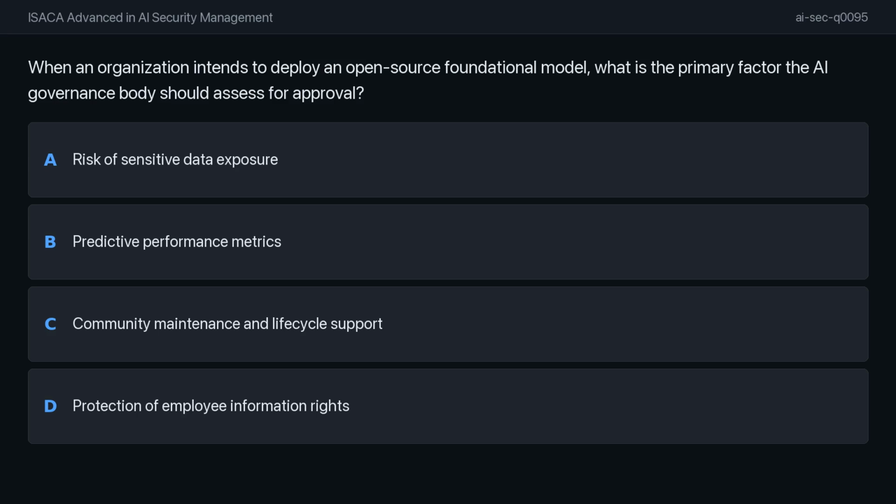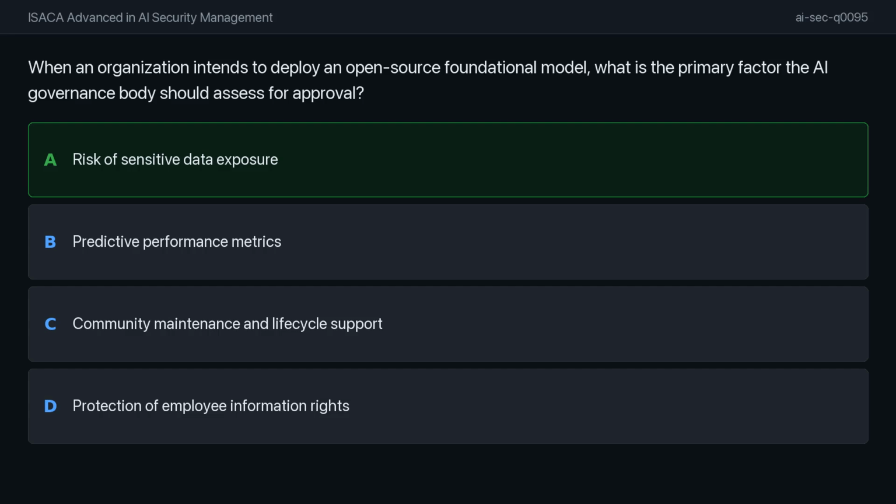To understand this, consider the challenge of integrating large-scale artificial intelligence models into a business environment. Governance bodies focus on high-level strategy and security posture. They must balance innovation with organizational safety. This means looking beyond how well a model functions or how it is maintained. Instead, they must evaluate the broader implications of introducing external technologies into the company's existing data ecosystem.